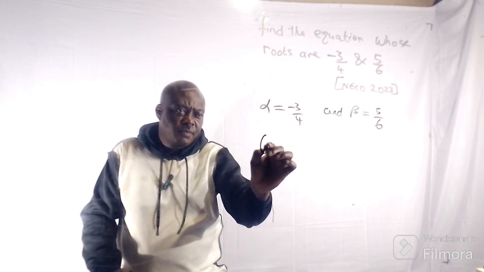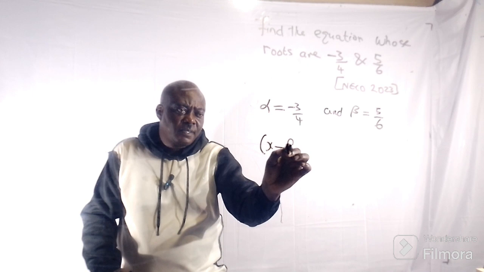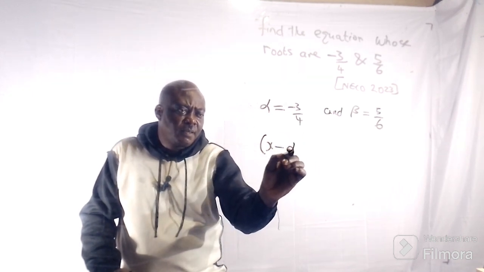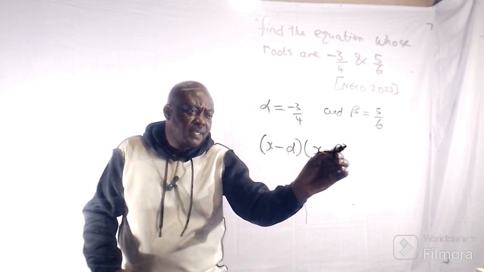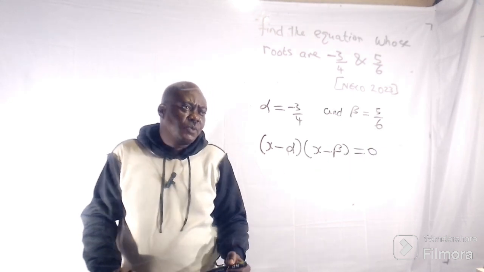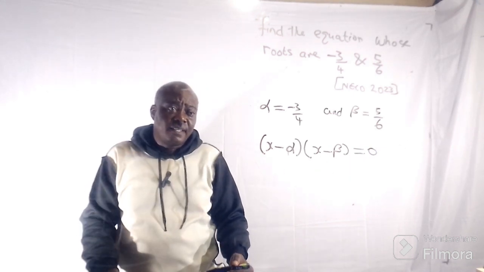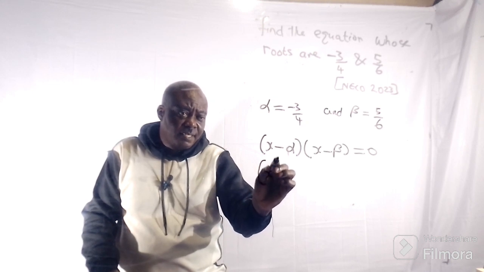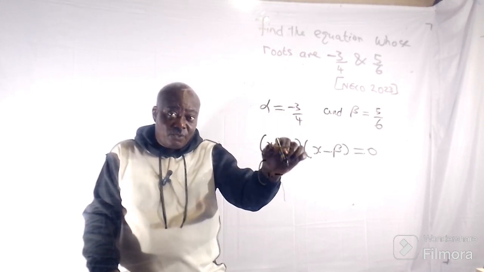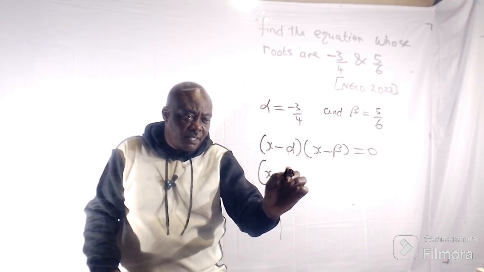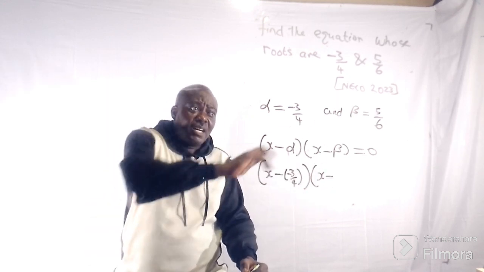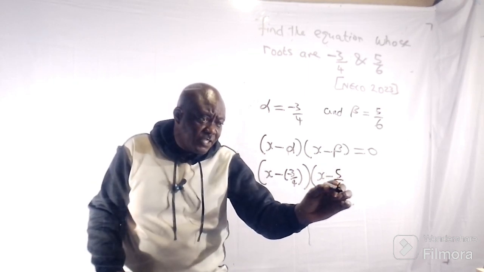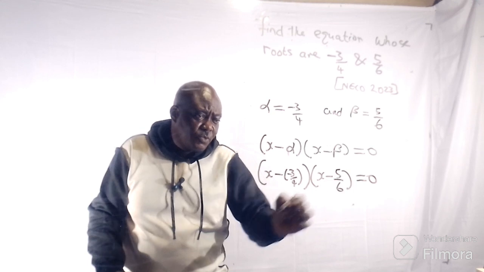From the equation, (x minus alpha) into (x minus beta) equals 0. Now you have to substitute these values here. So our x minus alpha, that means you have x minus (minus 3 over 4), into x minus beta. Our beta here is 5 over 6, equals 0.